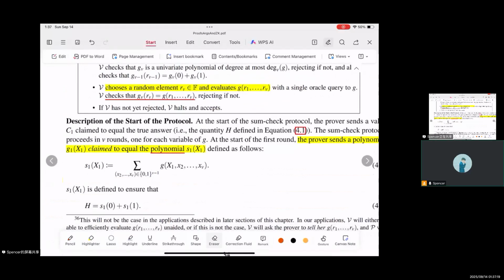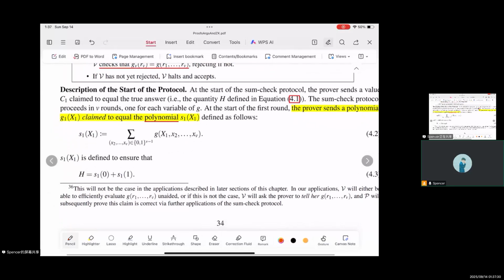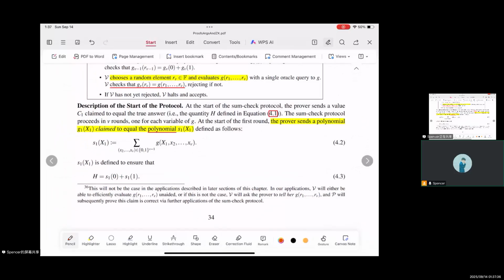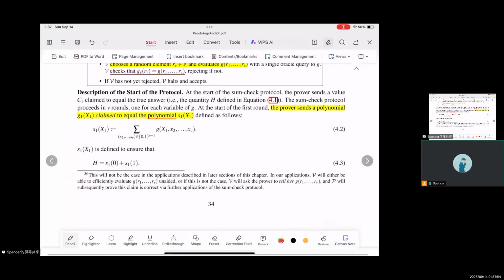Okay, now let's look at the detailed description. Because before a detailed example, we also need to understand more detailed logic of this protocol. So first, at the start of the first round, the process polynomial. Now we are very familiar to this process, and the polynomial g1 x1 is claimed to equal the polynomial s1 x1. Here we have another s1 x1. So what is this? It is defined as this formula.